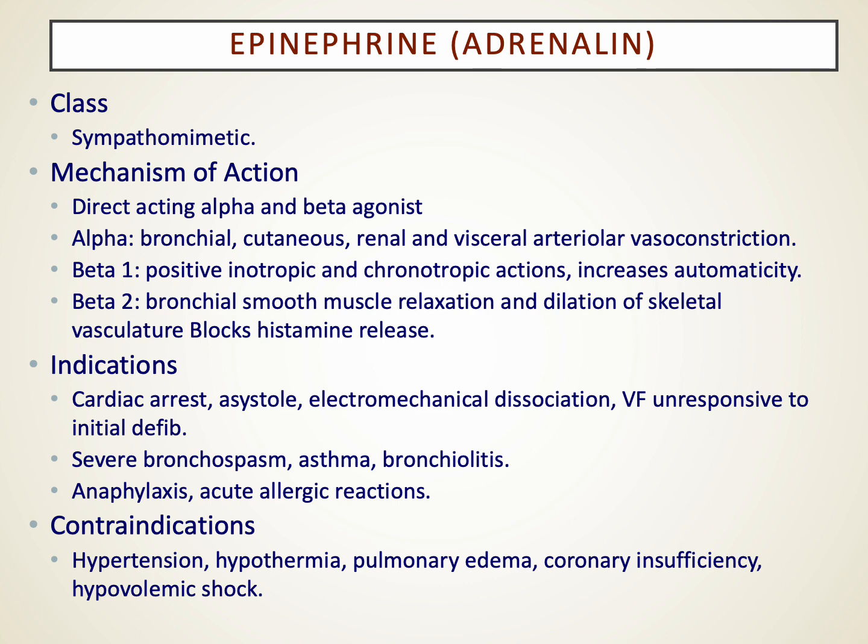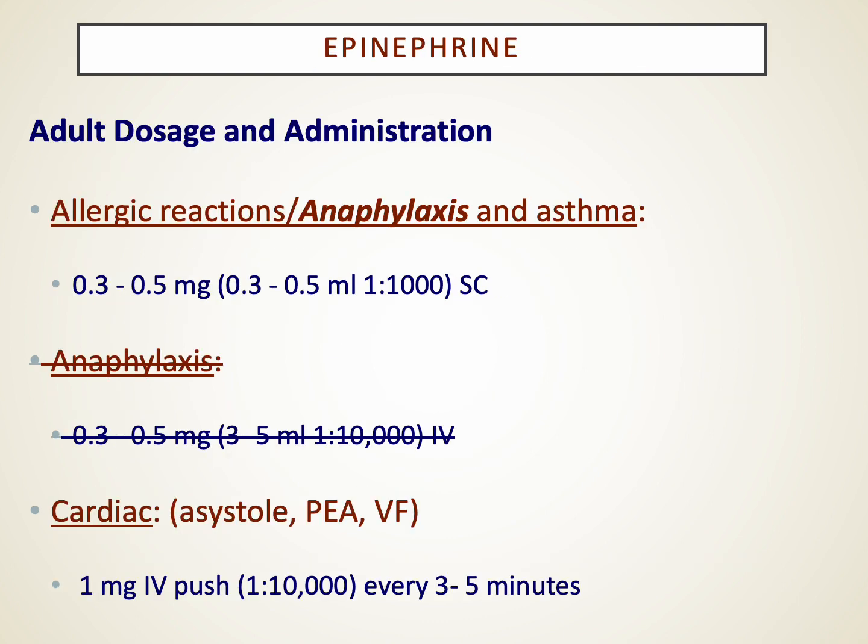So let's look at the dosing we use for allergic or anaphylactic reactions. We use epinephrine subcutaneously. We don't use it IV. I crossed out the anaphylaxis with the IV dose here because we don't do that. In anaphylaxis, we use subcutaneous. The only time we use IV push epinephrine is for asystole or PEA or ventricular fibrillation per ACLS protocols. And we'll talk about those in a little bit.